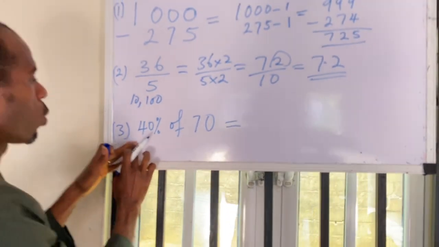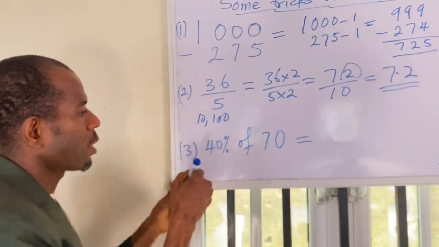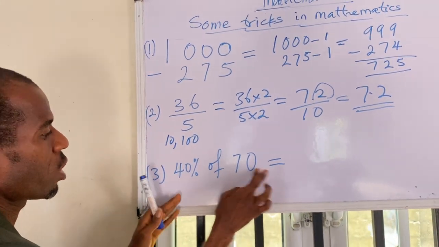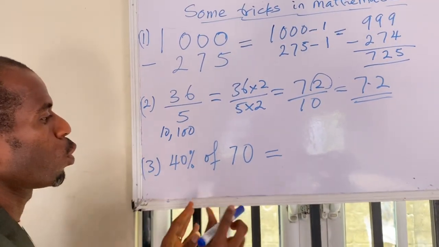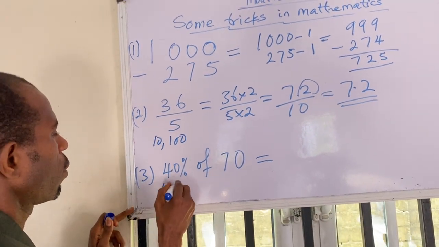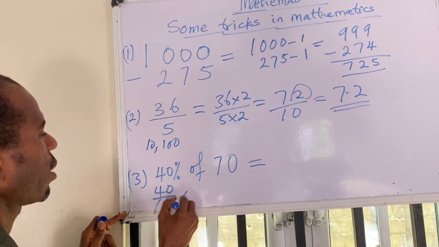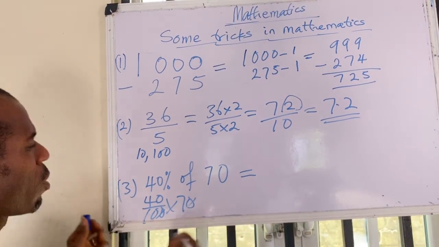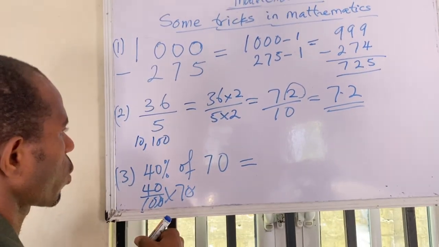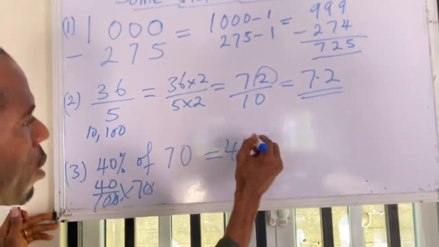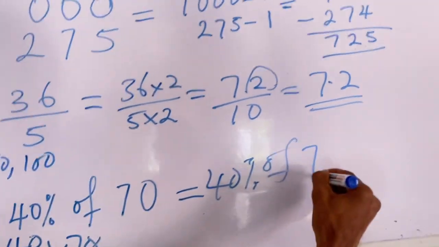The next one we are going to look at is finding the percentage of numbers, especially when the digits end with 0. You don't need to worry yourself. The normal method, some people will go and say 40 over 100 times 70. At the end of the day, you begin to do that. No, don't just worry yourself. As it is written, it's 40% of 70.